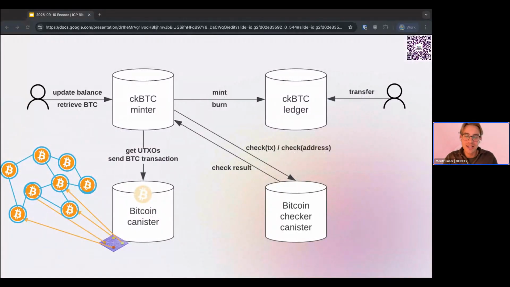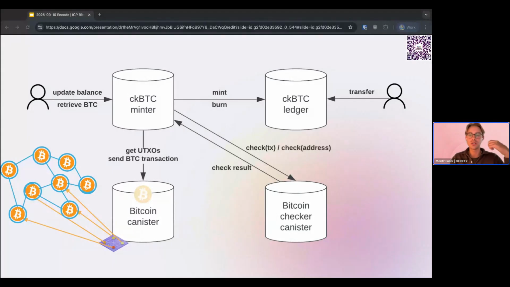So the benefit, of course, is that it has a much stronger underlying trust model than the existing wrapped or bridged Bitcoin versions because of its decentralized architecture and because of the fact that it's built on top of chain fusion and the Bitcoin integration instead of centralized bridges. So as I mentioned, why would you want to use it? Because it's easier to integrate.